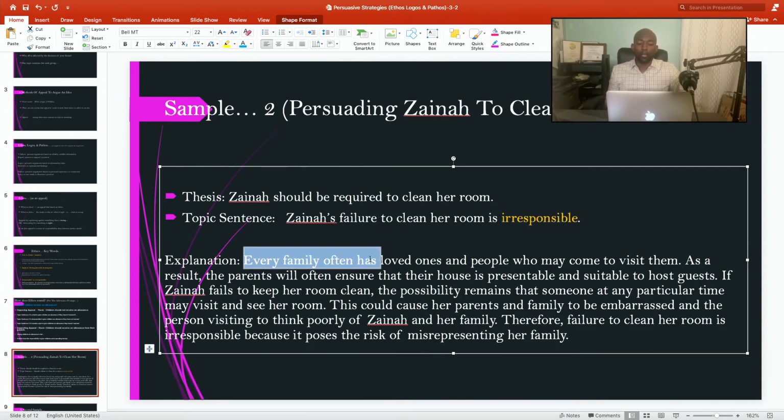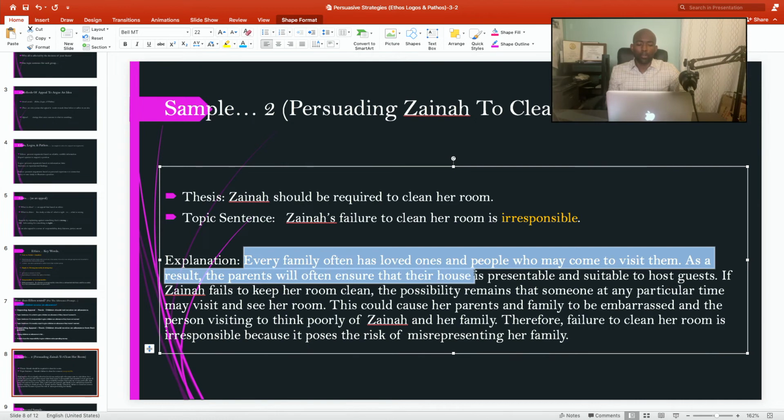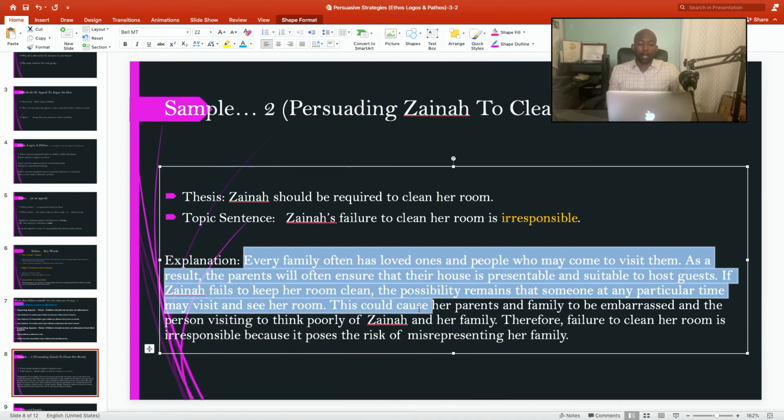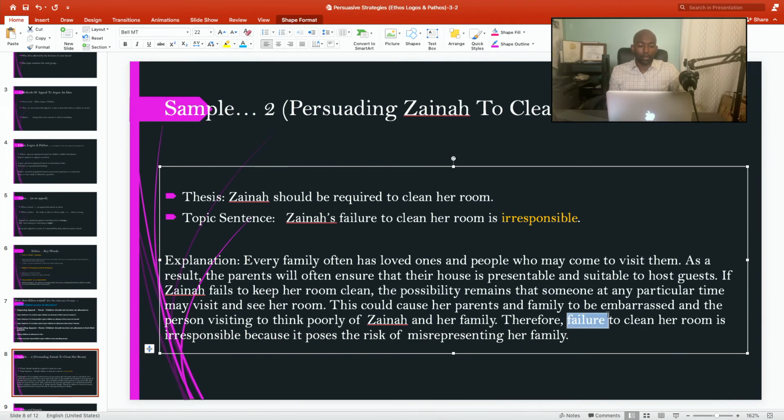It says every family often has loved ones and people who may come to visit them. As a result, the parents will often ensure that their house is presentable and suitable to host guests. If Zaina fails to keep her room clean, the possibility remains that someone at any particular time may visit and see her room. This could cause her parents and family to be embarrassed, and the person visiting to think poorly of Zaina and her family. Therefore, failure to clean her room is irresponsible because it poses the risk of misrepresenting her family. So there you go. We explain how it exposes a potential risk. And that's what we mean when we say responsible versus irresponsible.